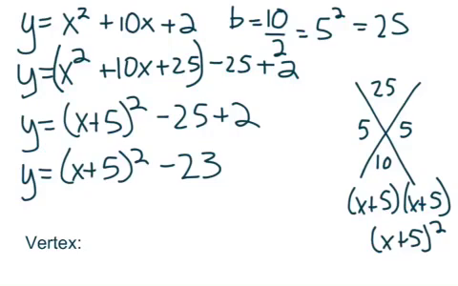The last thing I need to do is to state what the vertex is. So remember the x-coordinate of the vertex is always the opposite of the number right here, so it's positive 5, so x will be negative 5. And then the y-coordinate is right here, so the y-coordinate is negative 23.